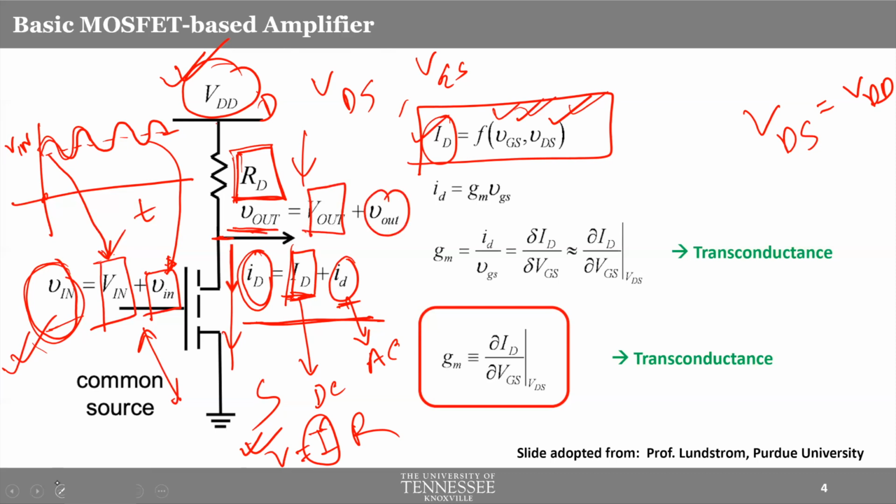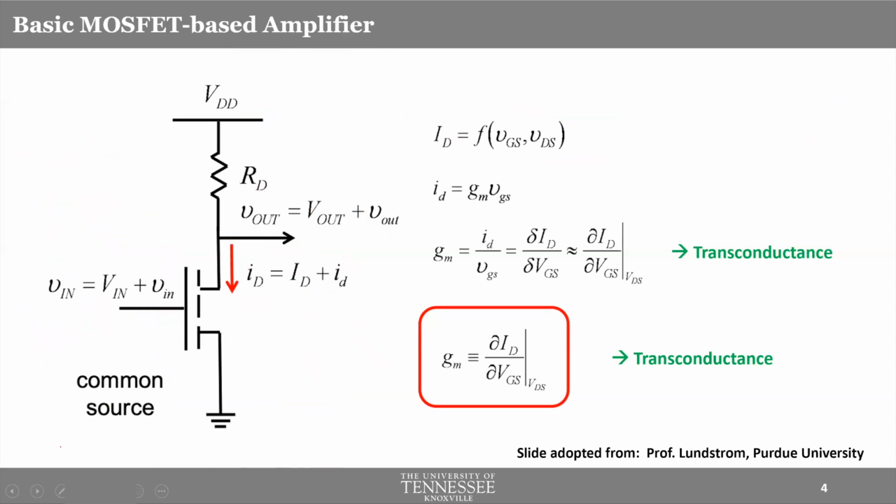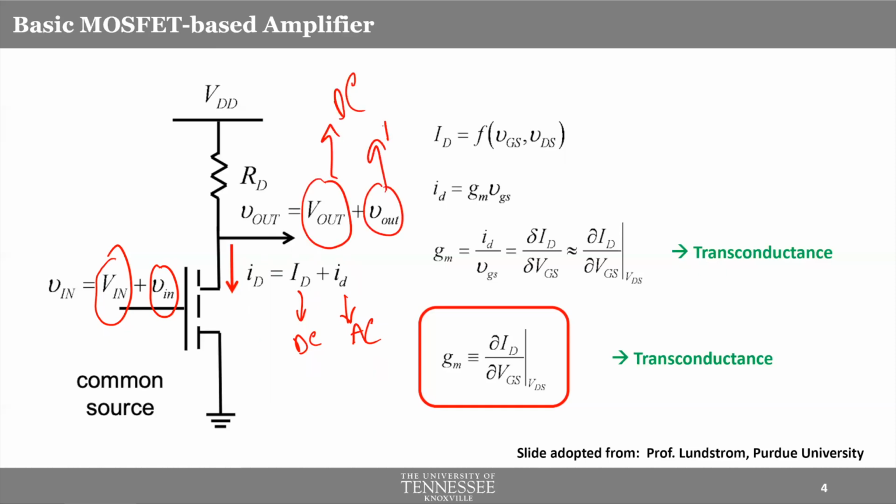Okay, I mean, the slide has become very messy. Let me clear it off again. So the point is, because the input has a DC component and an AC component, we will have a DC and an AC component in the current, in the drain current. And because of that, we'll have a DC and AC component in the output voltage.